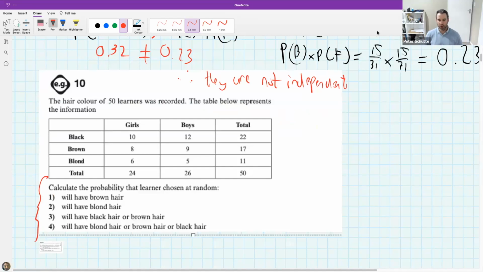So put the answer in the chat. I'll let you read the table. It's dealing with the hair color of 50 learners. And basically, you could do a thing like this in your class, and you could go around and draw up your own two-way table. This idea is very understandable, but let's just work with what we've got for now.